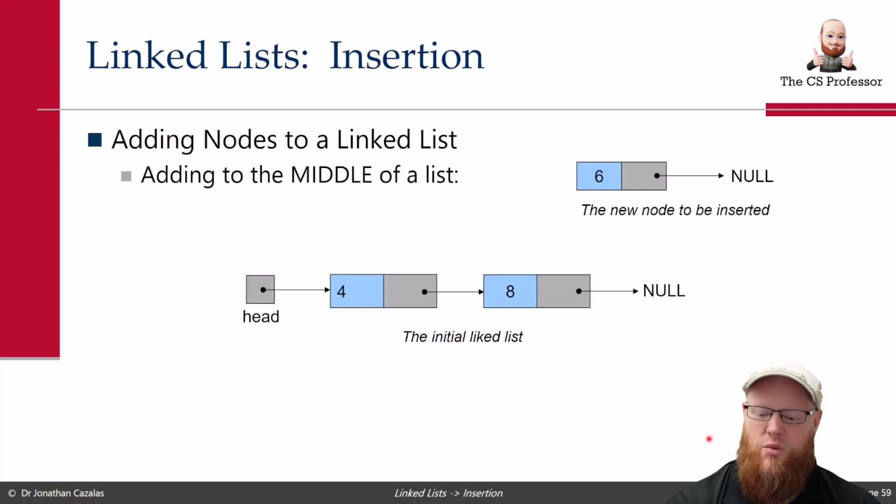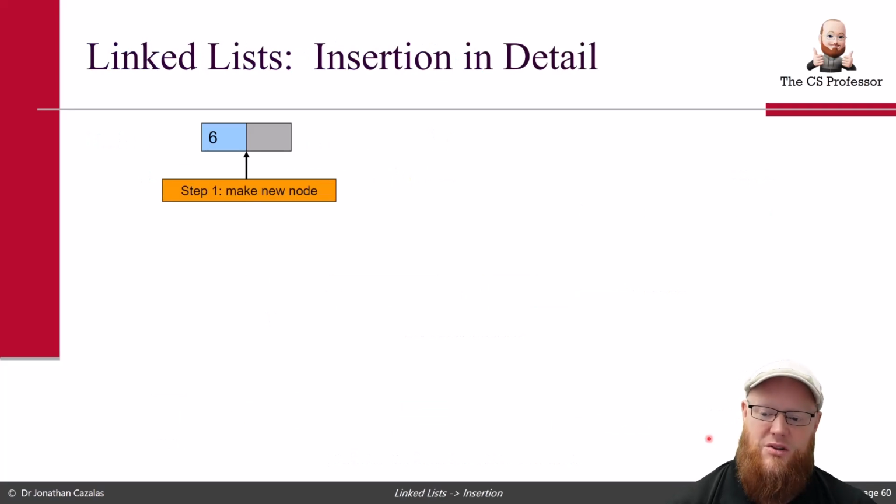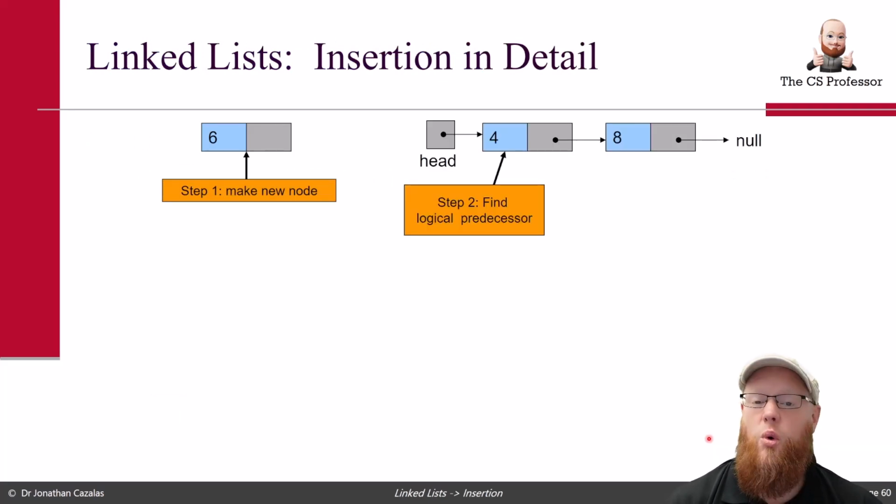One more time, we have this list here. Head is pointing to 4, 4 is pointing to 8, 8 points to null. We want to insert 6. It's going to go where? Between 4 and the 8 clearly. So what has to happen? We're going to go through in detail. Here is our list after insertion. But what's really going on is we're making a new node. We're finding the logical predecessor, which is the 4. 4 is going to come before the 6.